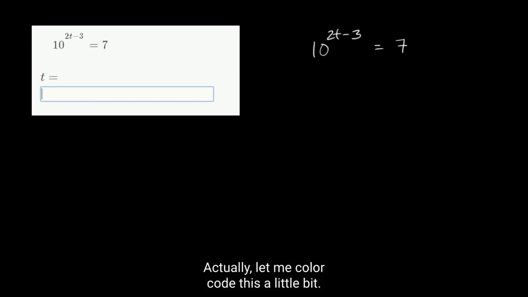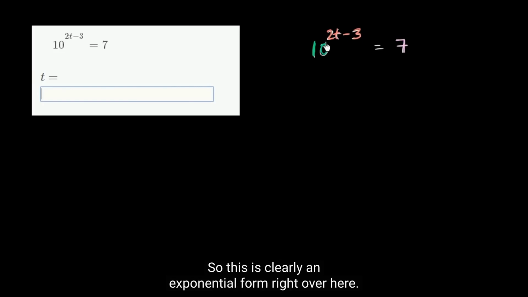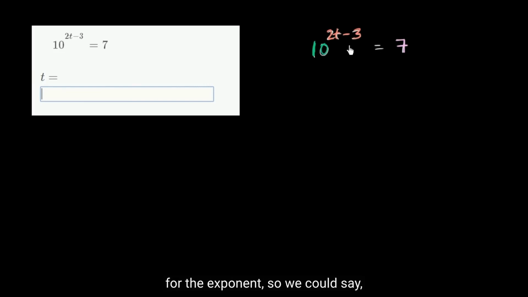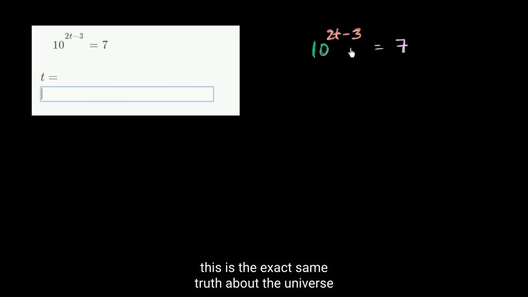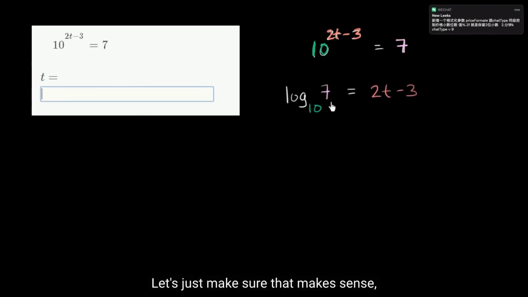10 to the 2t minus 3 is equal to 7. So this is clearly an exponential form right over here. If we want to write it in logarithmic form, that'll essentially allow us to solve for the exponent. So we could say this is the exact same truth about the universe as saying that the log base 10 of 7 is equal to 2t minus 3. Let's just make sure that makes sense.